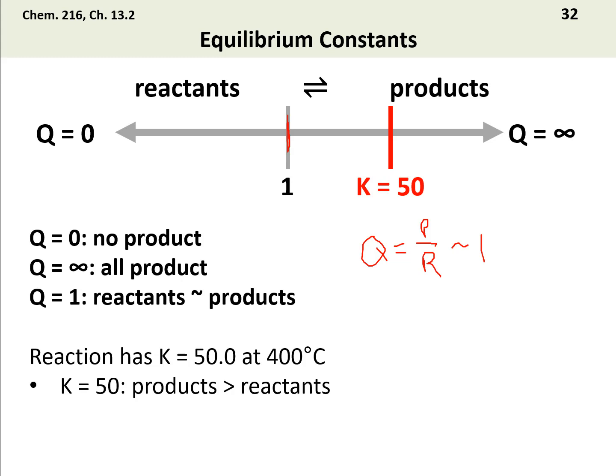All right. So what I can say is that if I had a reaction with a K of 50, that would be one where I have more products than reactants.